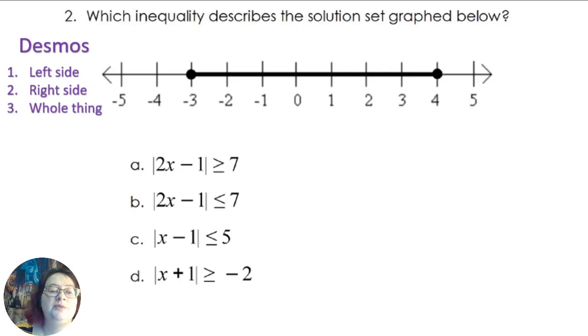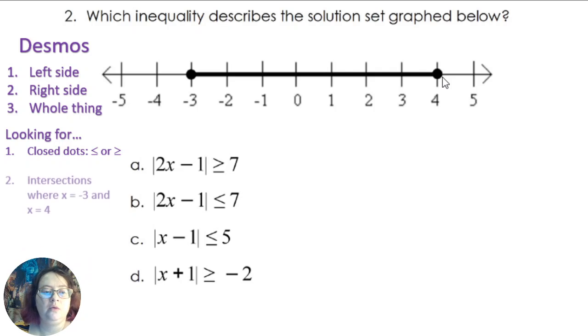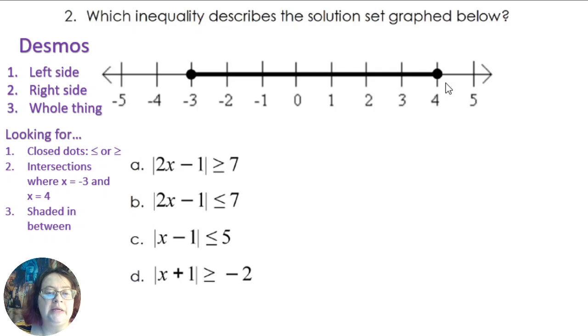So for this, we have to start out with our answer choices, and we are looking for closed dots, so less than or equal to or greater than or equal to, because here we have our closed dots on our number line. We're also looking for intersections where x is -3 and where x is 4. And then we're looking to have it shaded in between these two. So we're going to plug our answer choices in Desmos and see what works.